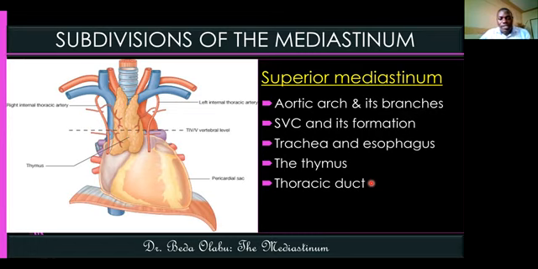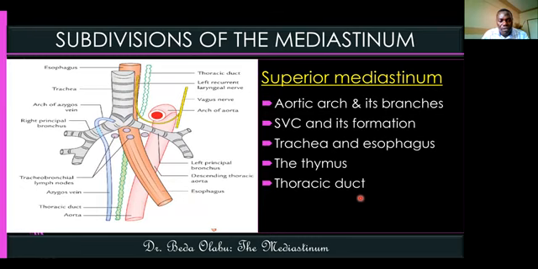We have the thoracic duct. The thoracic duct is a lymphatic channel that carries lymph from the lower part of the body to take it to the left side. This is the thoracic duct. It's carrying lymph from the lower part of the body and takes it to the junction between the left subclavian vein and the left internal jugular vein. That's where lymph goes back to the circulation. So it's a lymphatic channel.